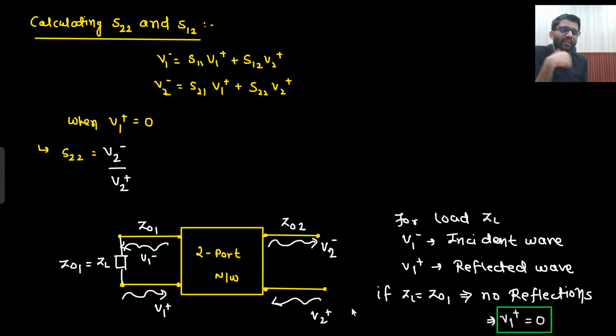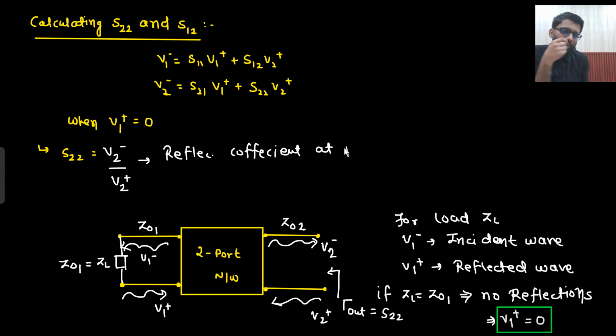And what do you think this will be? V2 minus divided by V2 plus. Here I need to find the reflection coefficient. Previously I was calling it gamma in. Can I call it gamma out? So that would be equals to my S22. I am not naming it, you can name it. Reflection coefficient at port 2. Let's name it. Certainly we will solve the problems, and when we solve the problems, it will be more clear to you. Do not worry about it. Reflection coefficient at port 2 when port 1 is matched.